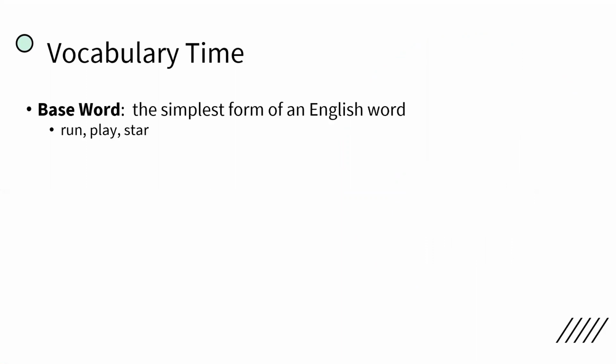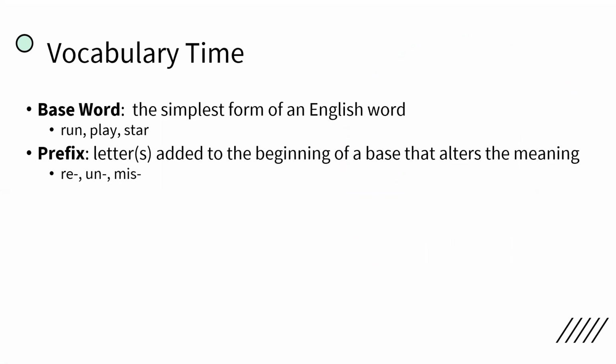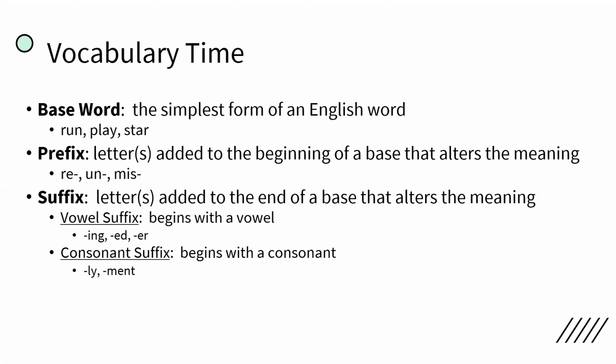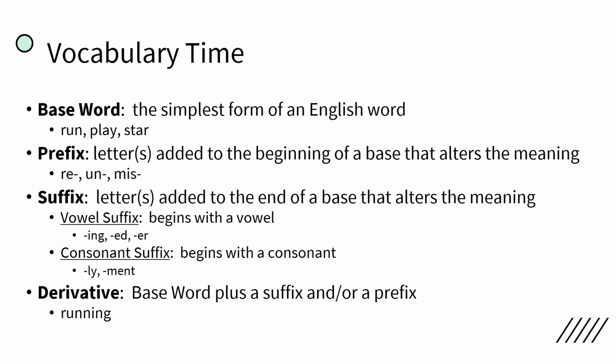Remember that a base word is just the simplest form of an English word. A prefix is a letter or letters added to the beginning of a base, which alters the meaning. Suffixes work like a prefix, but they're added to the end of a base. We need to be mindful of whether or not the first letter in the suffix is a vowel or a consonant when we're thinking about spelling. And the derivative is just the word that's formed when we add prefixes or suffixes to a base.